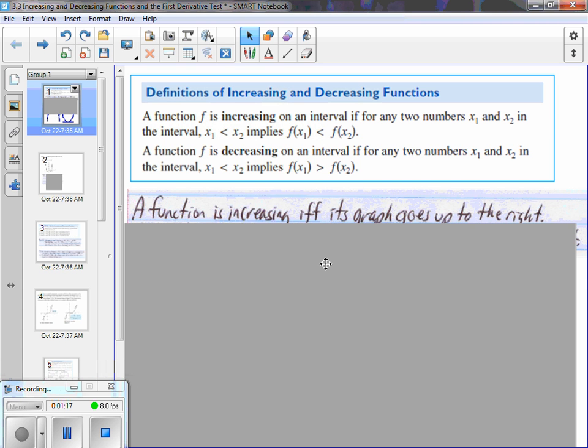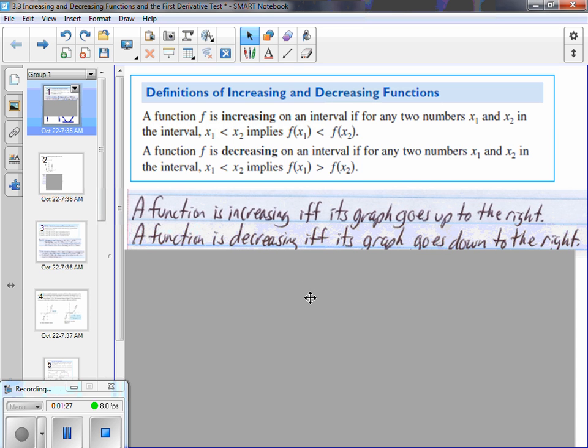A function is increasing if and only if its graph goes up to the right. Up to the right. That's what you expect increasing to mean, isn't it? And a function is decreasing if and only if its graph goes down to the right. And that down to the right is what you expect for something that's decreasing.